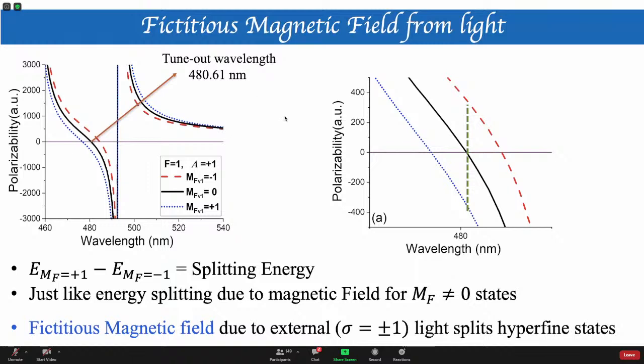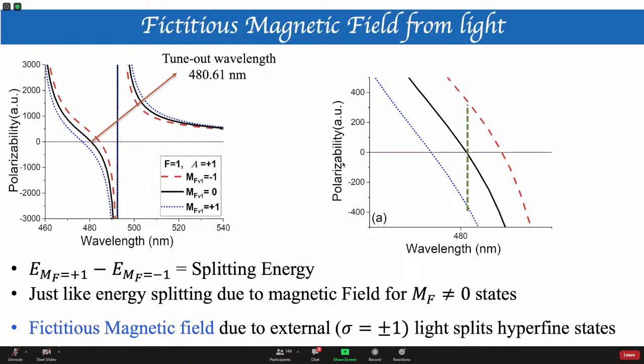This is from the polarizability calculations we got. So this splitting, which we got from the light, can have an analogy with the external magnetic field. That's why some people call it a fictitious magnetic field or synthetic magnetic field, due to the external light having circular polarization. This is significant. As you see in atomic units, if you multiply it with the intensity, you'll get energies. From the shift, you can convert how much Gauss it is. Then you can compare the external magnetic field and the magnetic field induced by the external light.